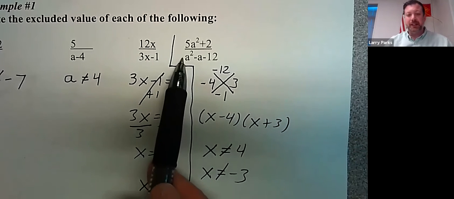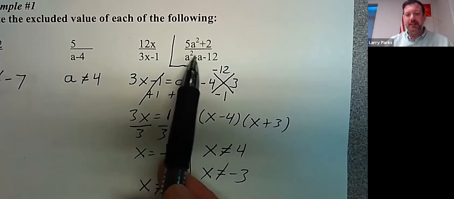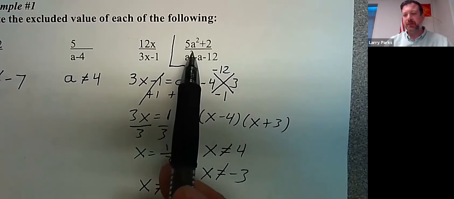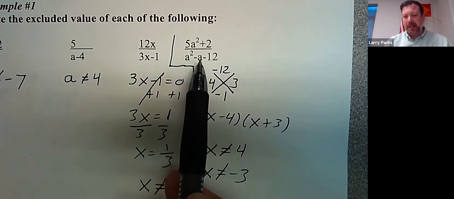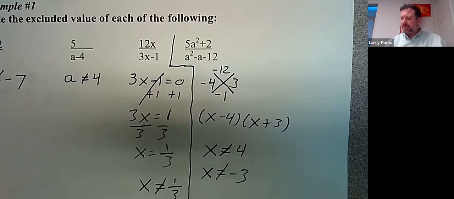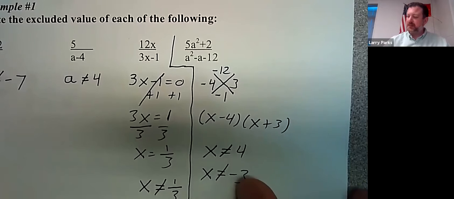If I plug 4 in here, I get 4 squared, 16. 16 minus 4 is 12. 12 minus 12 is 0. You can't divide by 0. If I plug -3 in here, -3 squared is 9. 9 minus -3 would be 12. 12 minus 12 is 0. You can't divide by 0. So the first step is to know how to put down the excluded values.